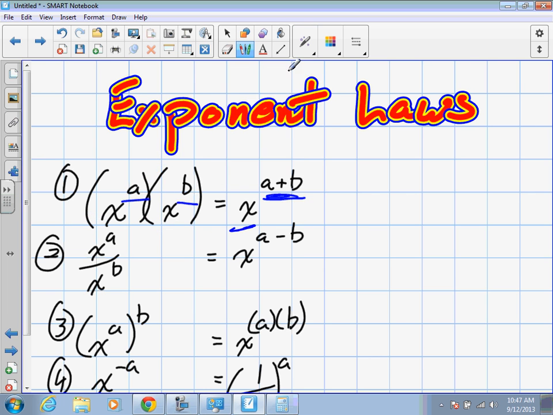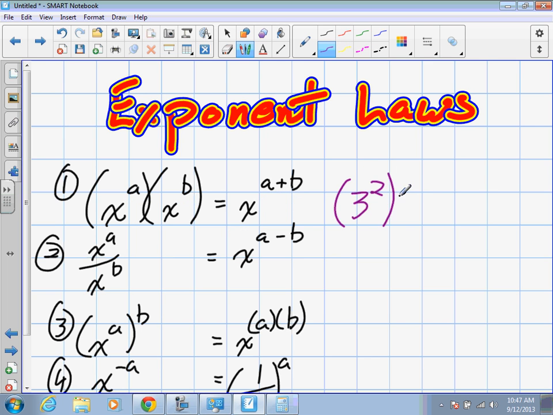So an example of that would be, let's say we have 3 to the power of 2 times 3 to the power of 4. We can simplify it by writing 3 to the power of 2 plus 4, which is 3 to the power of 6. Okay? There's our first one.